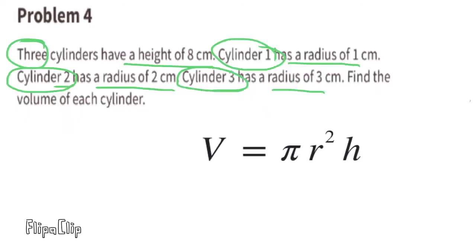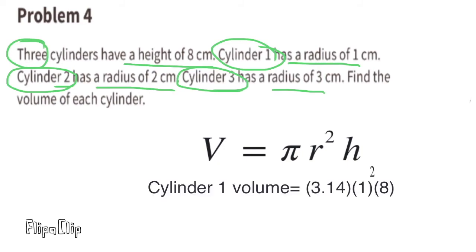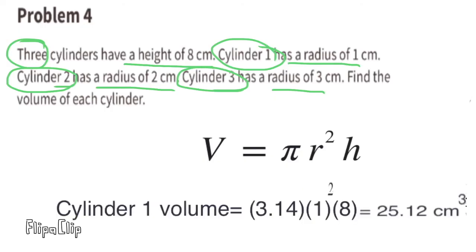The formula for finding the volume of a cylinder is pi times r squared times height. Cylinder number 1 has a radius of 1 centimeter, so to find the volume we'll multiply 3.14 times 1 squared times 8 centimeters. Cylinder number 1 has a volume of approximately 25.12 centimeters cubed.